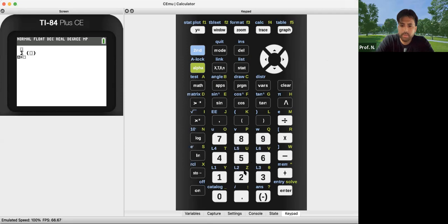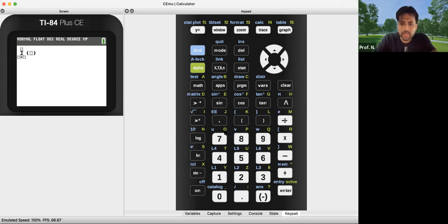Let's see. Oh, Wolfram Alpha, yeah. Wolfram is incredible for mathematical computation. It's one of the best mathematical engines that have been created. Yeah, Wolfram Alpha. And yeah, Wolfram Alpha is really good.